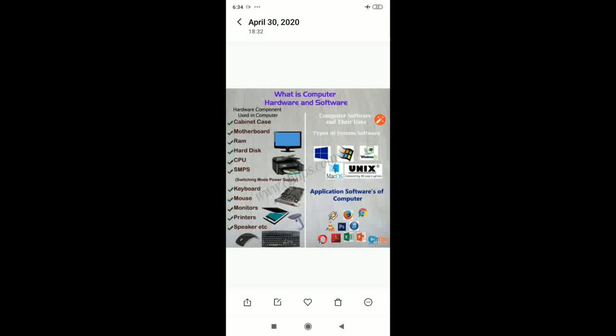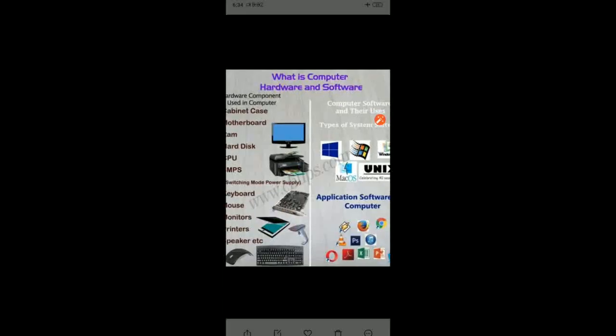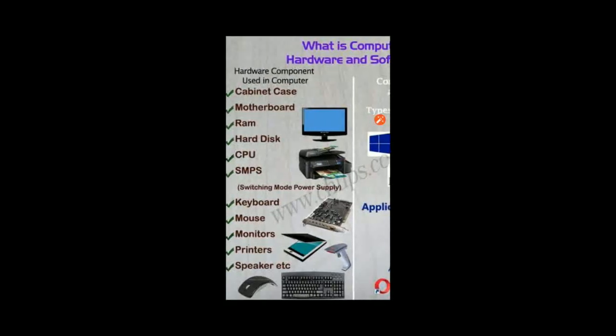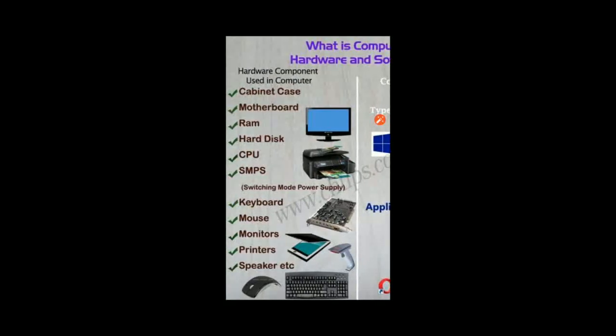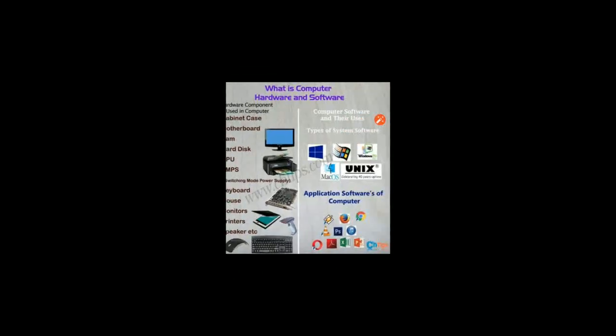So what are those hardware parts of a computer? You already know, all of you know. Cabinet case, motherboard, RAM, hard disk, CPU, SMPS, keyboard, mouse, monitors, printers, speakers, etc. These are the parts that we can see and touch. They are hardware. What is software? Software means computer programs that make these hardware work, make these hardware run. Without software, the hardware cannot work.